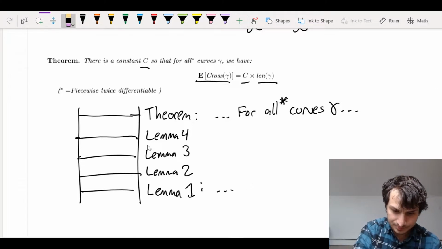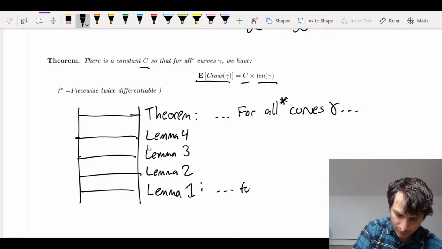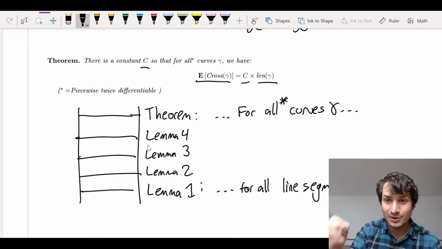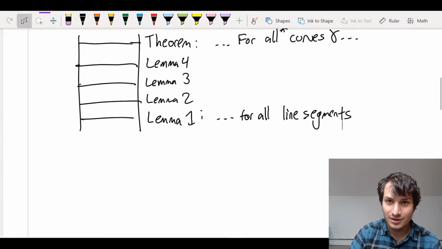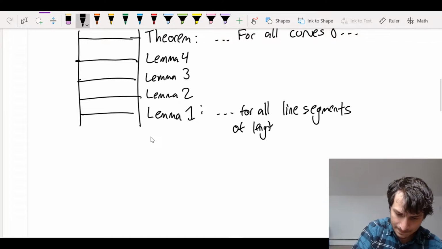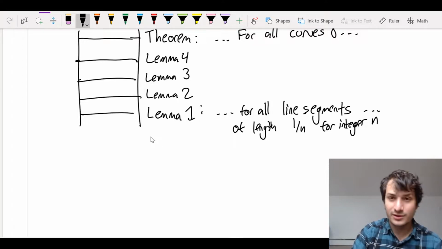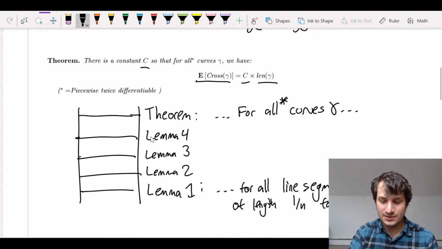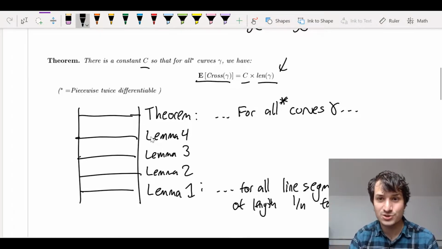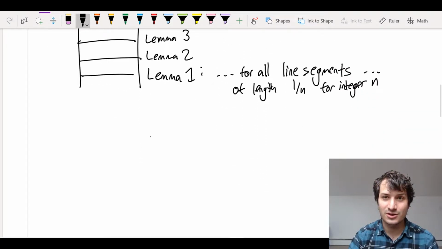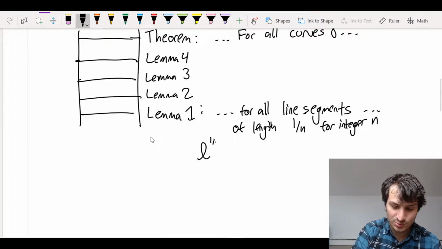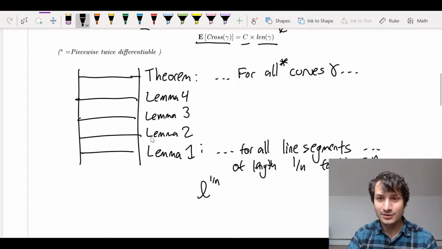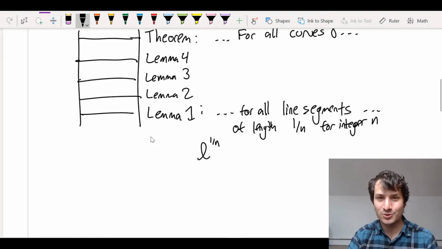So let's say for all line segments. Not just any line segment, but a line segment of length 1 over n for integer n. Before we prove that this equation is true for all curves, we're going to first prove that it's true for curves which are exactly a line segment of length 1 over n. These are the curves I called L superscript 1 over n. So that's lemma 1. And lemma 1 is quite a bit easier to prove than the full theorem.